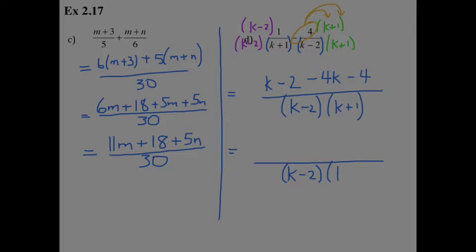You never times the bottom of the fractions out when there's brackets. Makes it way messier than it needs to. On the top, I have a k, take 4k, which gives me minus 3k. And I have a negative 2, take away 4, which gives me negative 6. Could take a common factor out on the top, but I'm going to leave it like that. That's fine.